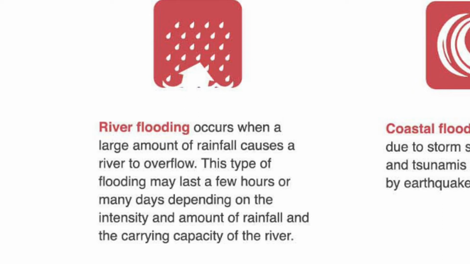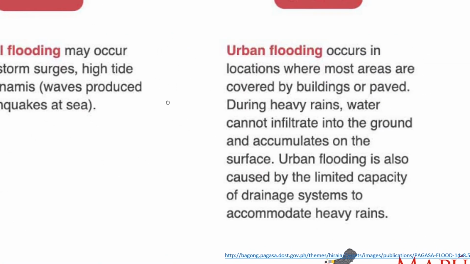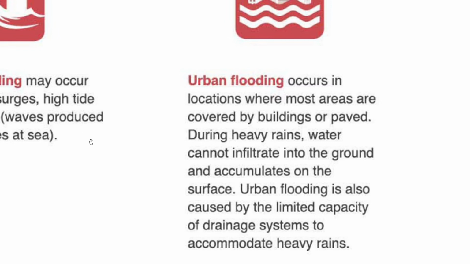Okay? Next, we have what we call coastal flooding. Coastal flooding may occur due to storm surges, high tides, and tsunamis. Water coming from the sea entering areas in coastal communities is the main cause of coastal flooding. And lastly, we have what we call urban flooding.